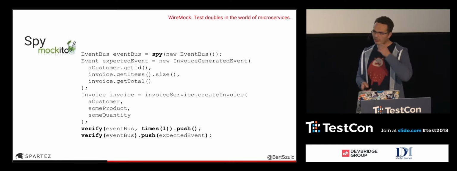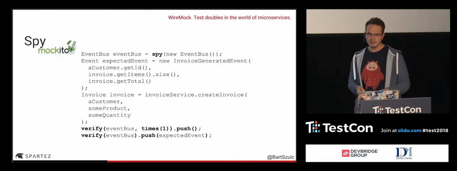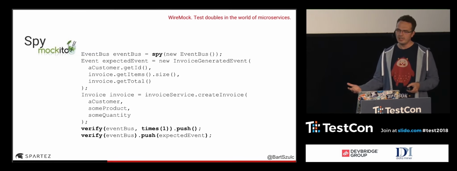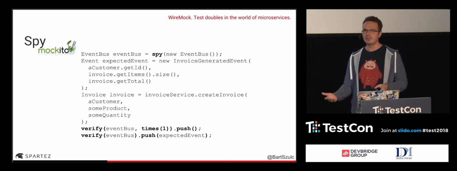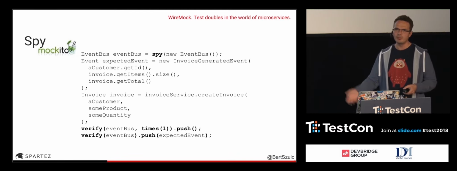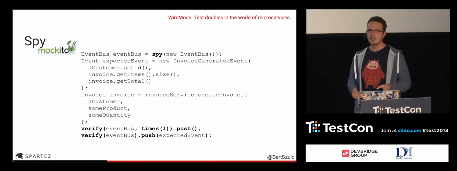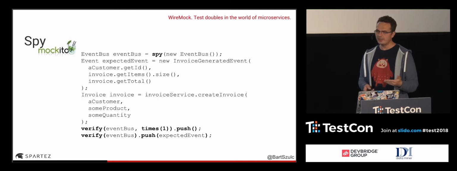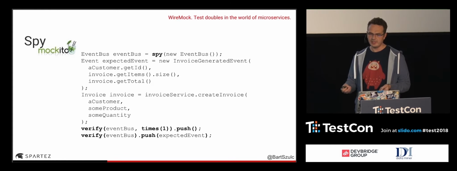Okay, one more test double that you may run into is spy. Spy is about checking side effects. Let's say that when we are generating an invoice, an event is generated that is published somewhere to some kind of event queue, like some kind of analytical event, right? You can check with Mockito and confirm that that event was pushed to the event bus. And this is an example of how you would do that.